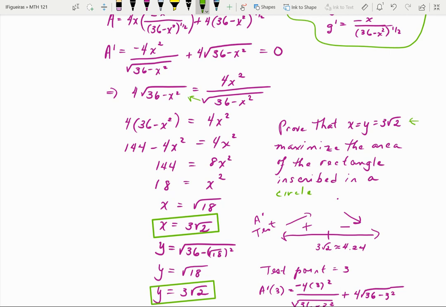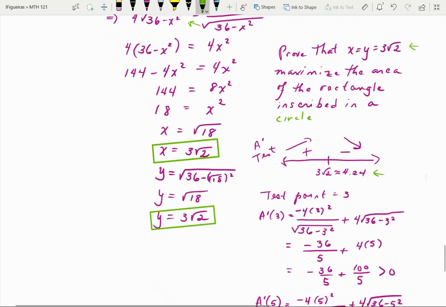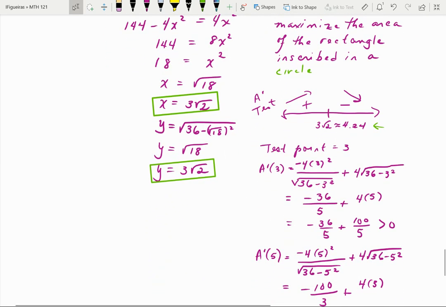All right, so I take a value less than 3 root 2, and 3 root 2 is about 4.24. So I picked 3. My test point is 3. I'm showing the work here. And I plug 3 into the first derivative. If you work that all out, you get a positive result. And positive means that the slope of the tangent line is going upward, meaning the function of A is going upward.